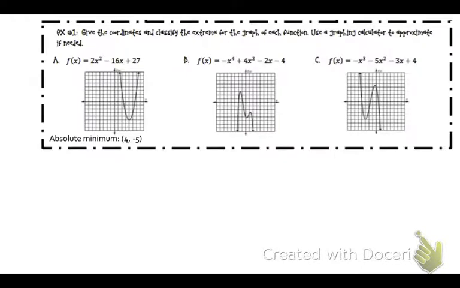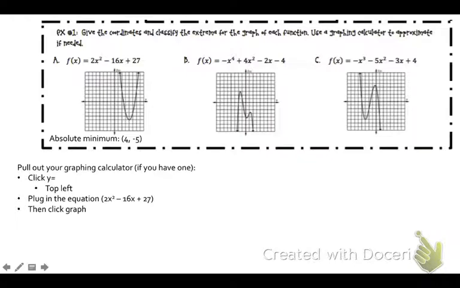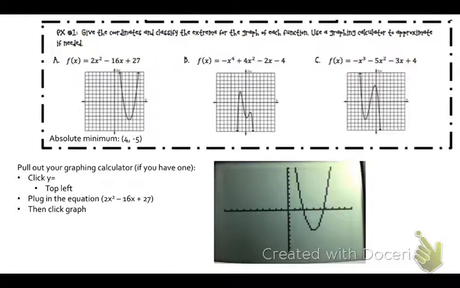I want to also do this with your calculator though. So pull out your graphing calculator if you have one, and I want you to click y equals, it's in the top left, and I want you to plug in the equation 2x squared minus 16x plus 27, and then click graph. And you should end up with a graph that looks just like that. If your window doesn't look like that, you need to click zoom 6. Zoom is the middle button on that top row of the gray buttons. So zoom and then 6, and that will put it back into this window right there.